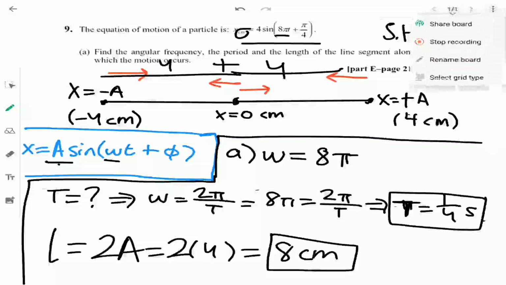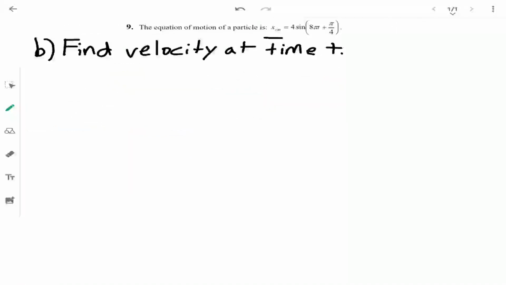Okay, let's continue number 9. Part B. Find the velocity at time t. I'll wait for a few seconds. You guys can all solve and then we'll check together. Okay, let's solve it. They're asking for the velocity and we have the position. Now, as we should all know, v equals x prime or equals dx over dt. So you're taking the derivative of x with respect to time because time is a variable here.